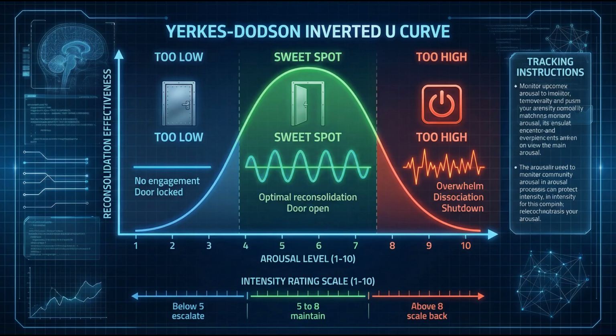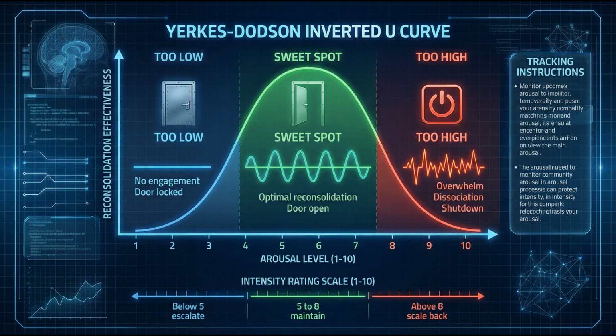A practical calibration tool: rate your simulation intensity on a 1 to 10 scale after each one. 1 is daydreaming. 10 is full panic or dissociation. You want to consistently operate between 5 and 8. That's the reconsolidation window. If you're consistently below 5, escalate. Above 8, scale back. Track this alongside your repetition count.